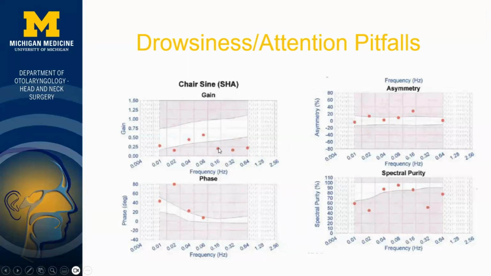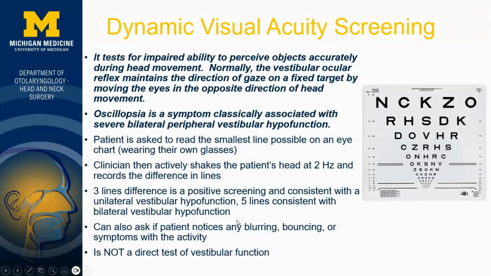And you'll see as this kind of drowsiness sets in, there's also spectral purity issues. So spectral purity is just a measurement of how clean the recording is. So you see they have pretty poor spectral purity at quite a few of those frequencies. Super low gain here, so this asymmetry is not considered significant because it was related to a low gain. And then these phase values are a little bit all over the place. But most importantly, at 0.01, we have normal gain, normal phase, and normal symmetry.